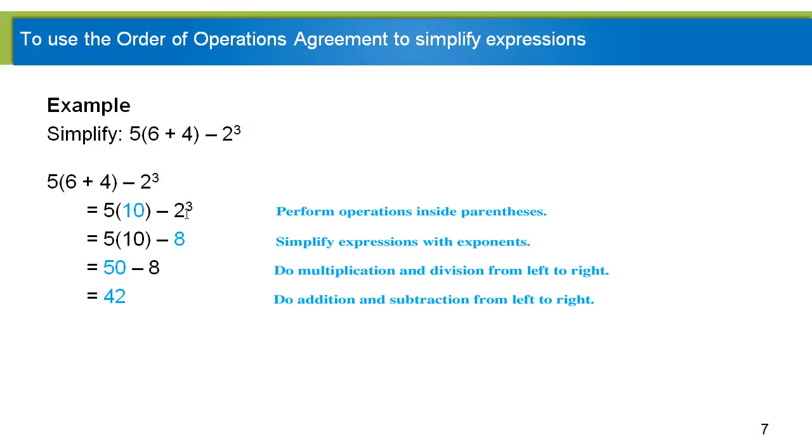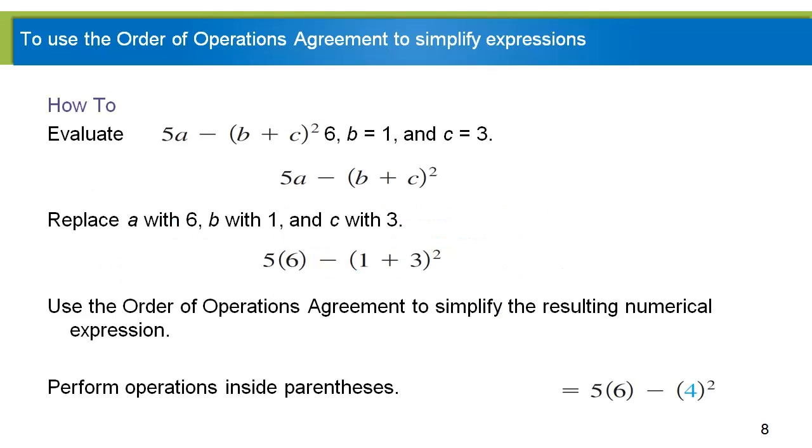Do we have powers? Yes, we do. We've got the 2 cubed, so we do that. So now we have 5 times 10 minus 8. We're done with all the powers. Then we come back to multiplication and division, which is just this one. So there's the 50. Then we finally do the addition and subtraction, and that's how we get 42. Simple, right? Easy. Okay. Make it a little bit more robust, and we get something that might look like this.